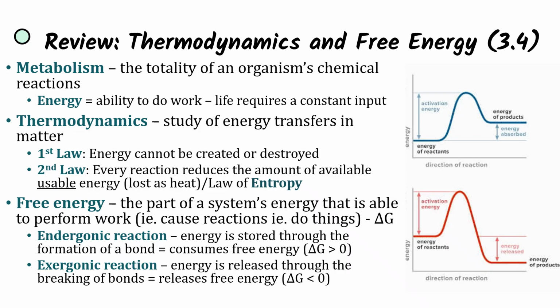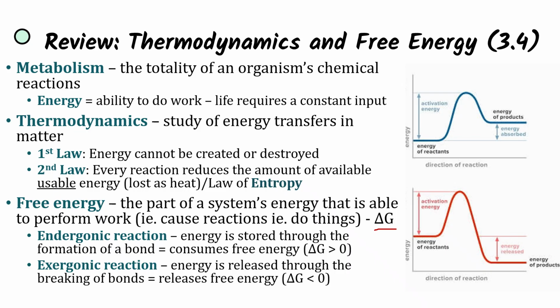It can also be called the law of entropy, saying that energy will "diffuse," or there will be "disorder." Energy is always going to move from a place of high energy to low energy, because moving in the reverse is going to take up more energy. Now, free energy is the part of a system's energy that is able to perform work, meaning it can cause reactions, meaning it can do things. And a change in free energy is notated by delta G, delta meaning change, and G standing for Gibbs, who came up with this concept of Gibbs free energy.